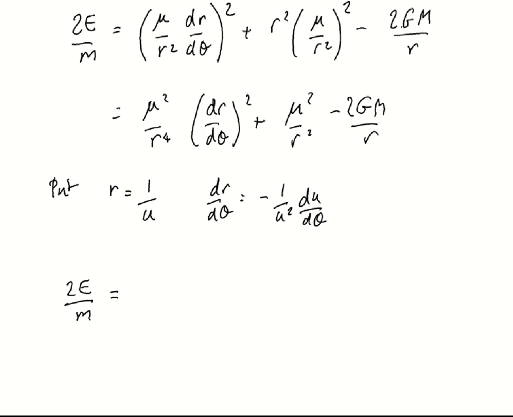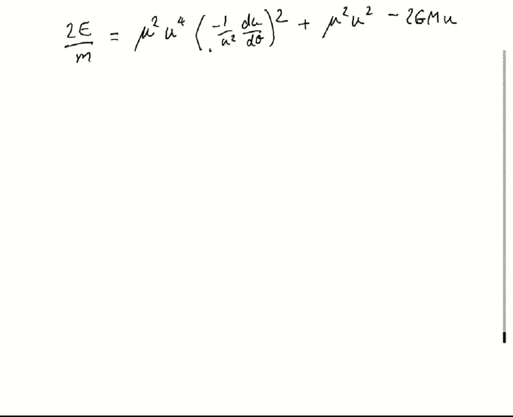Okay, here we go. So what I've got is mu squared r to the 4, and 1 over r to the 4 is u to the 4. dr d theta, d half the theta, we'll need to deal with that, which is minus 1 over u squared du by d theta squared, plus mu squared u squared minus 2 gmu.